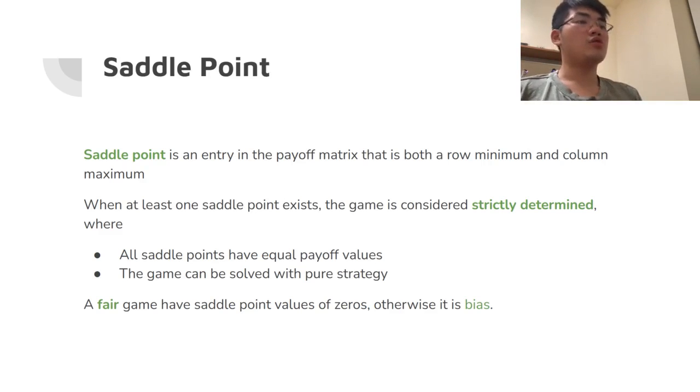The following statements are true about strictly determined games. First, all saddle points in a game have the same payoff value, and choosing rows and columns through any saddle point gives the minimax strategy for both players. In other words, the game is solved via the use of pure strategy. The value of a strictly determined game is the value of the saddle point entry. A fair game has the value of 0, and if it doesn't have the value of 0, then the game is unfair or biased.